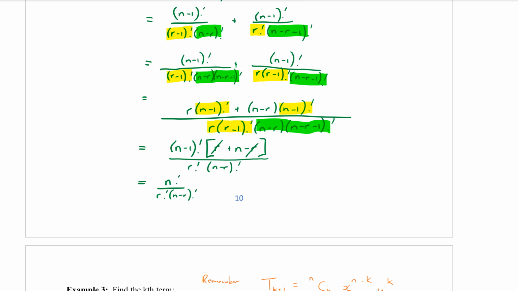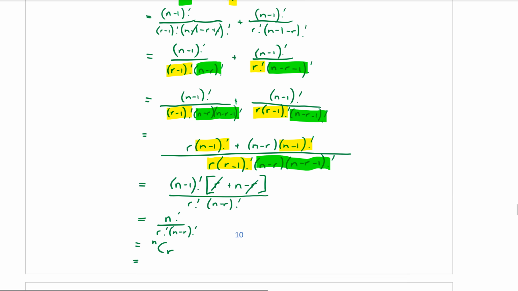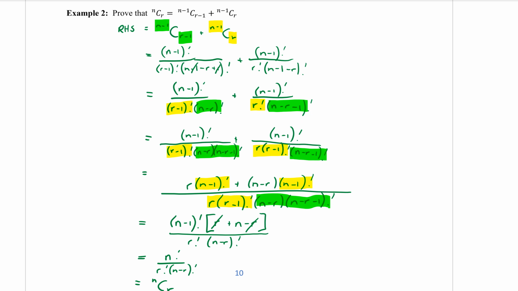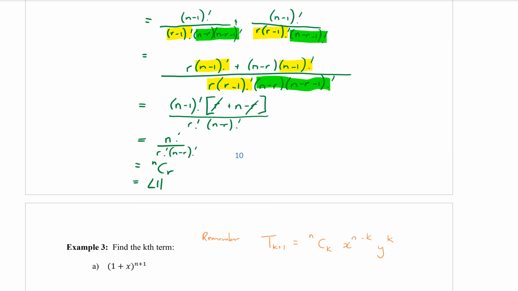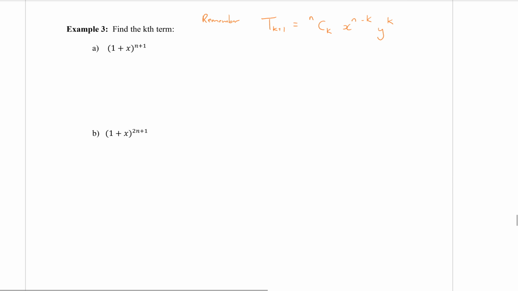Now that is our formula for nCr, which is the left-hand side that we were trying to show way up here. So that's equal to the left-hand side, and we have proven it. On the next page, there's a couple of tricky questions here that I wanted to show you.